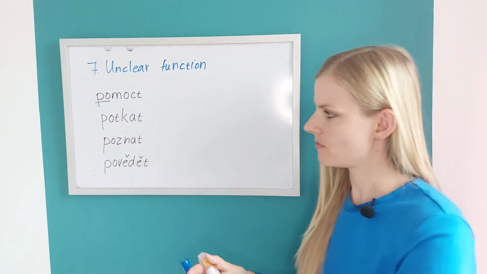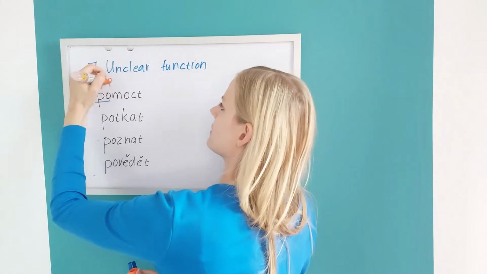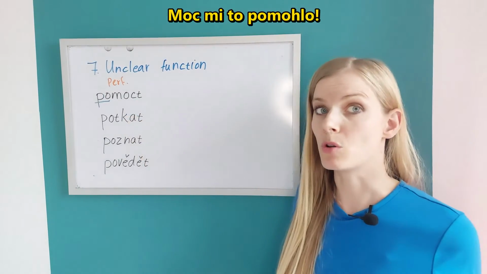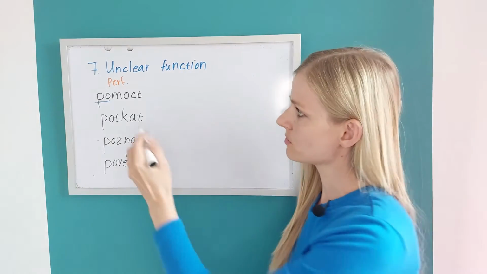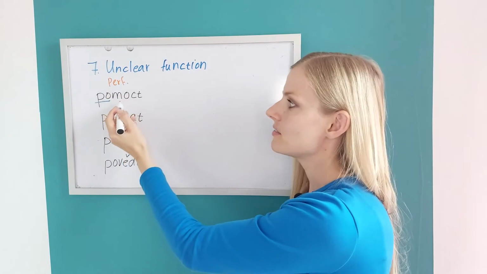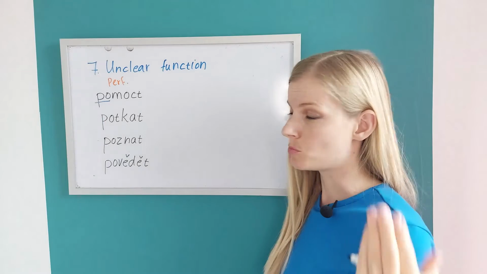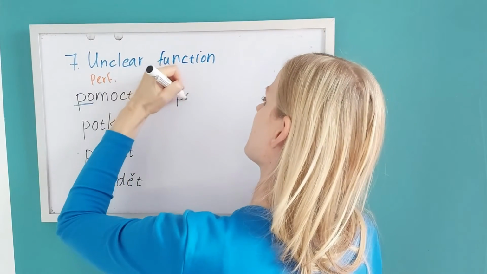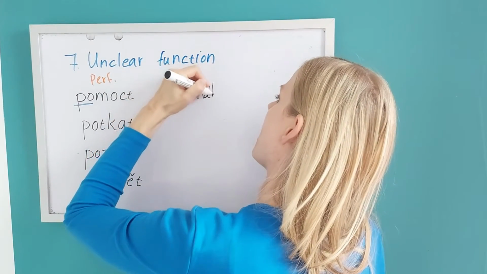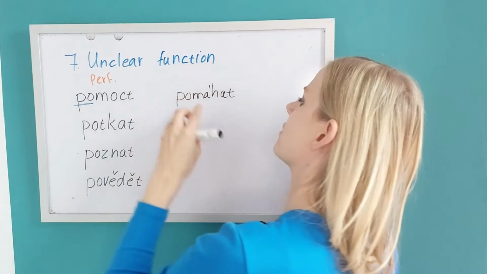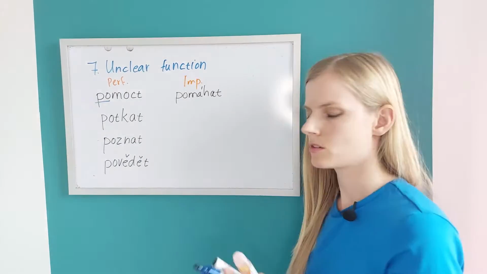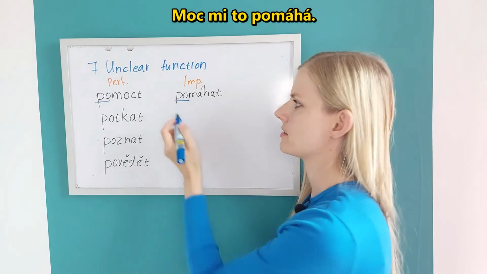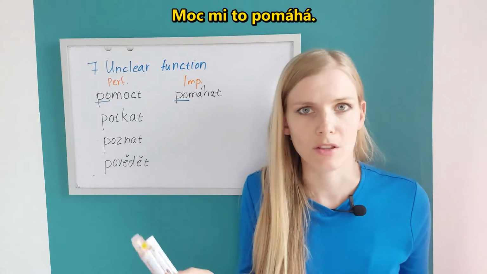So these verbs that I wrote here are perfective. Moc mi to pomohlo. It really helped me. Remember, if we wanted to use the imperfective version of this verb, to help, to be helping, we would use this form, pomáhat, which also starts with po, and that would be imperfective. To be helping, you could say moc mi to pomáhá. This is helping me a lot. This helps me a lot.